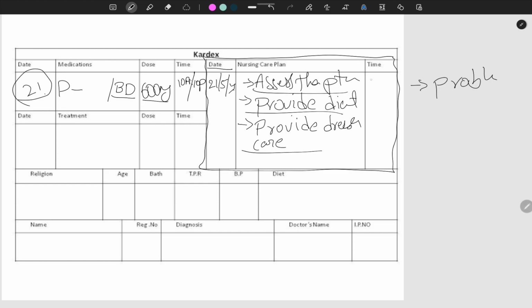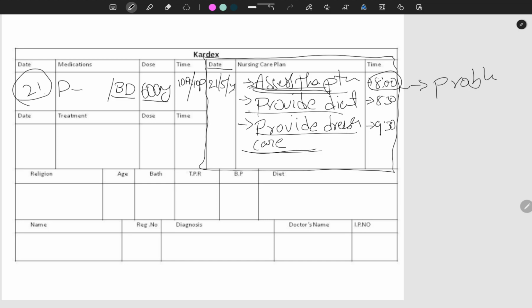Next thing is at what time you are going to do the assessment. For example, at 8 in the morning you have received the patient, so you will plan the assessment at 8 o'clock, and then you go for the diet at 8:30. At least 30 minutes could be taken for the assessment. Then dressing care, after eating you may go for the dressing. It is about 9:30.